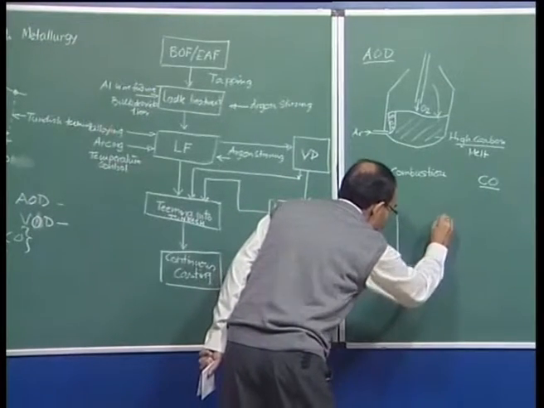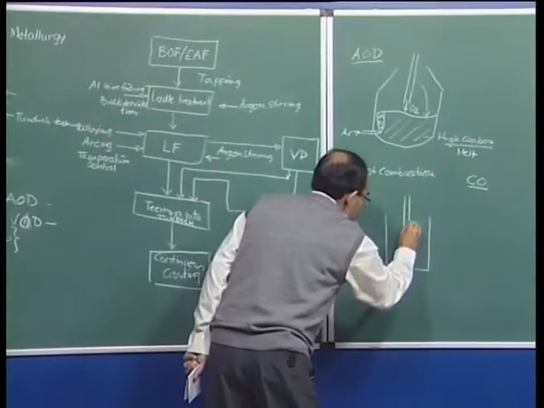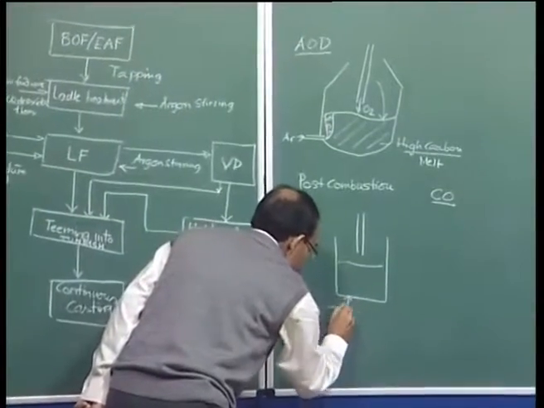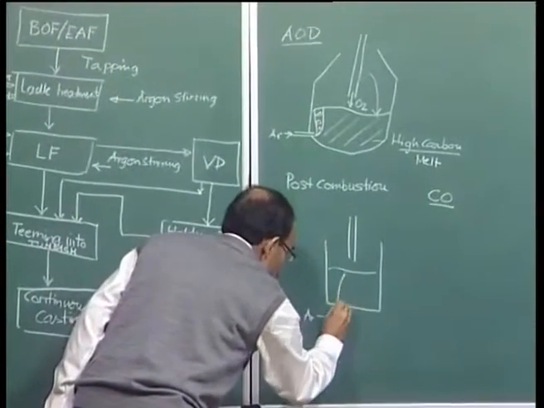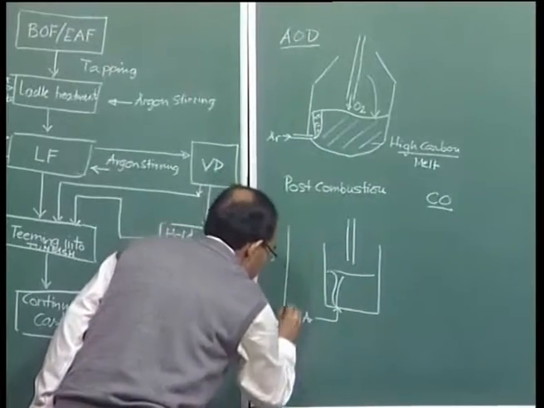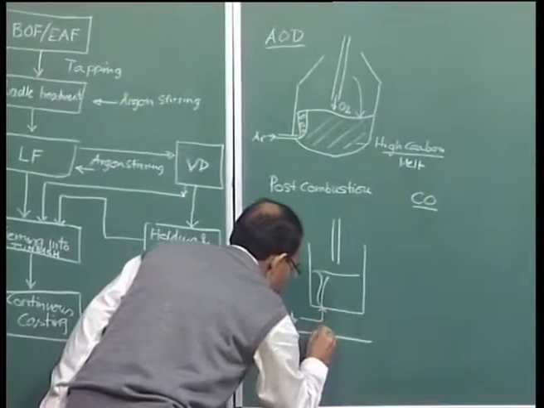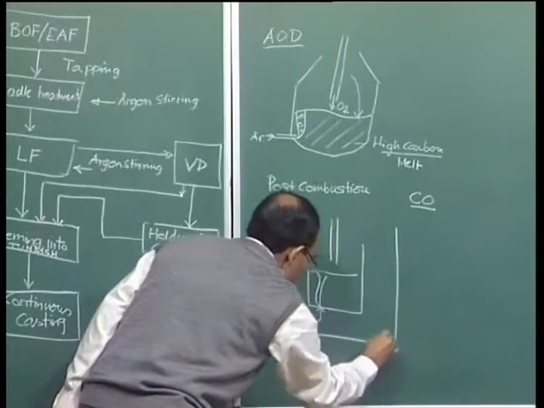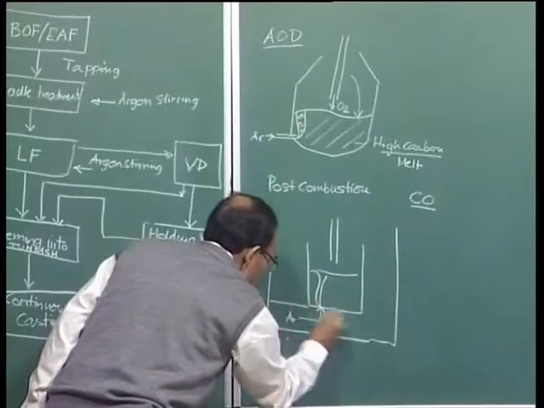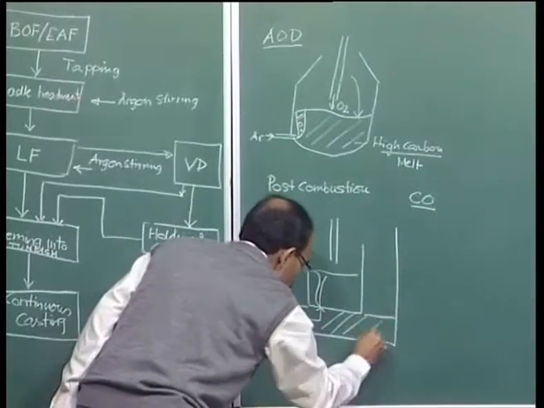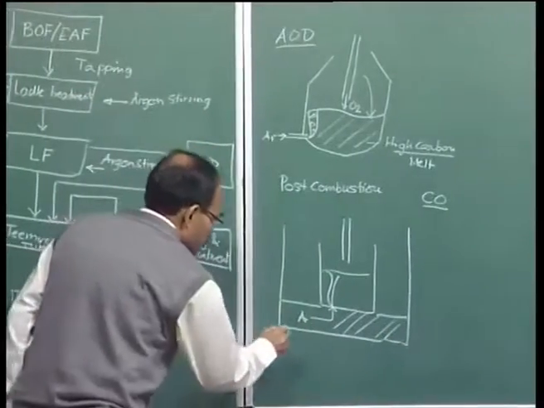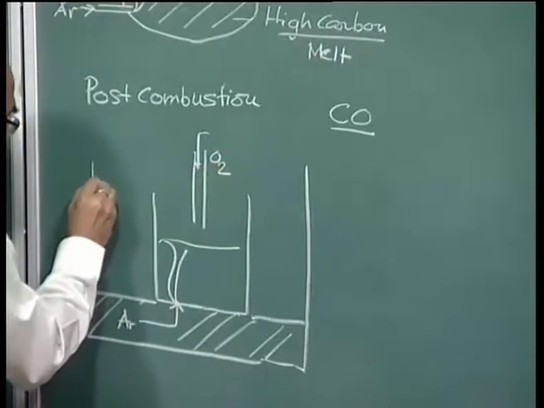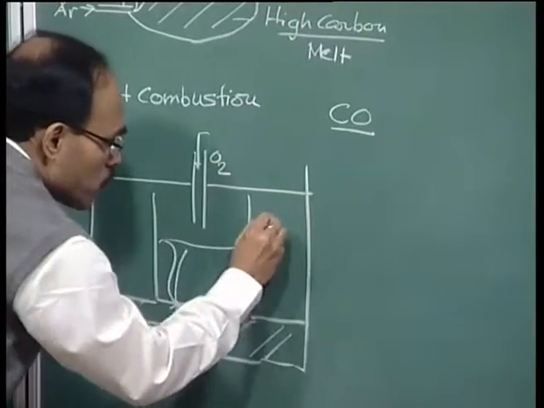So, we draw a ladle, and then we have oxygen from the top, and then we have a melt here. We introduce argon from the bottom, and then the entire thing is sitting on a platform here, okay. This is the oxygen, and then the entire thing is under, so this is vacuum.